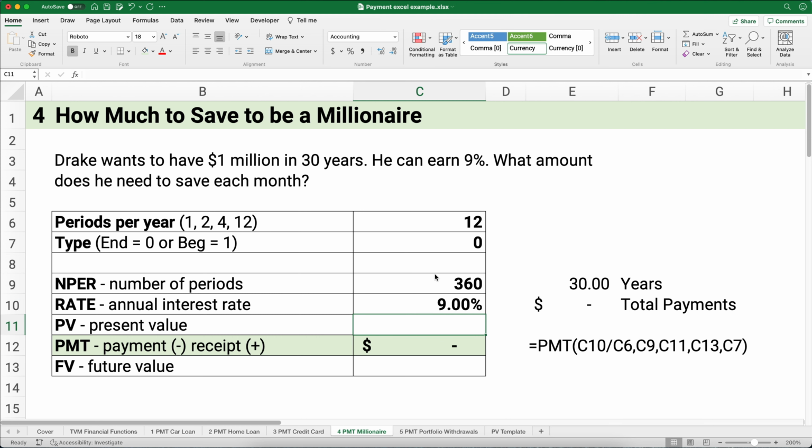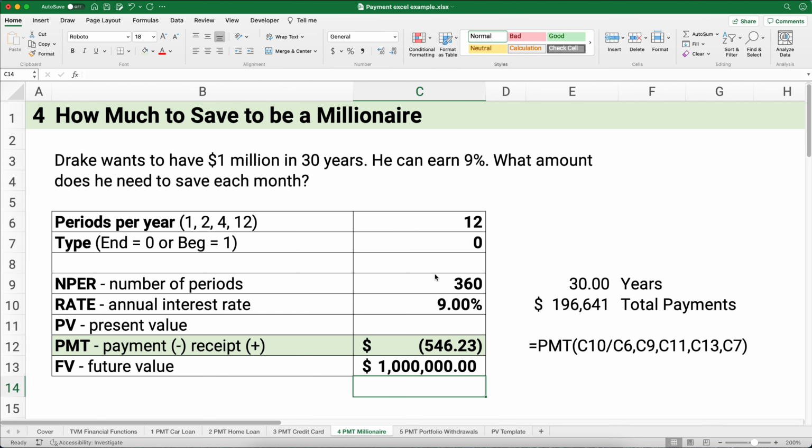He's trying to save and get to $1 million. So $1 million, and he has zero right now. He got started with zero. So if he wants, in 30 years and 360 months, $1 million and he can get 9%, then he needs to start saving $546.23. So this is a payment that he has.